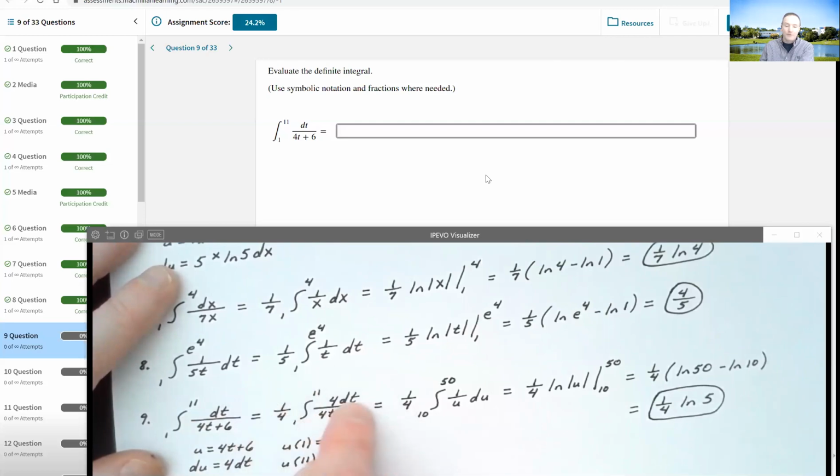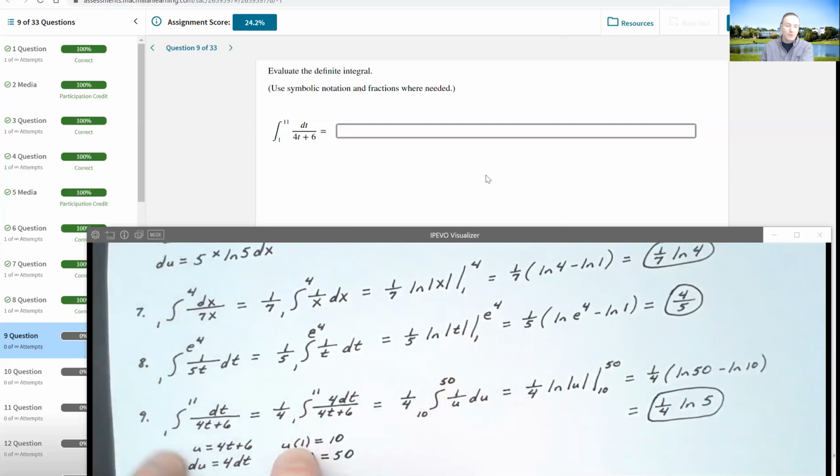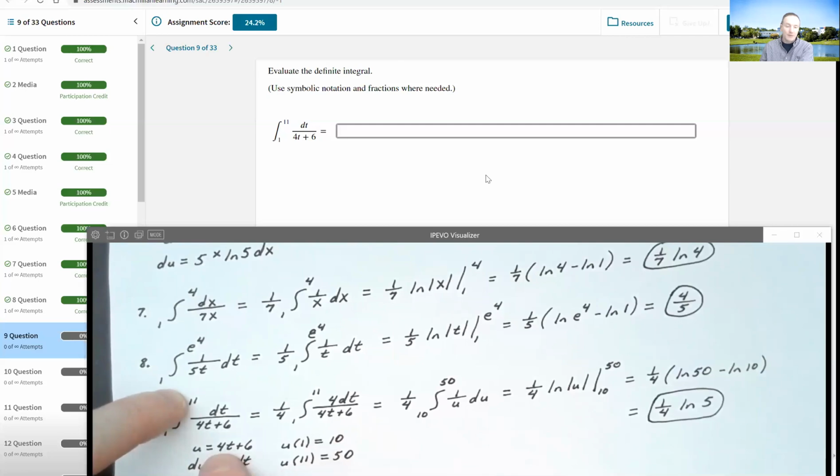Right now, all of this is still in terms of t. But to go from this step to this step, I want to put it in terms of u and use that 4 dt to become du. Then I'll have 1 over u du. In order to do that, though, you have to change your limits of integration. u evaluated at the lower limit of 1 gives me 4 times 1 plus 6. That's where the 10 came from. u evaluated at the upper limit gives me 4 times 11, 44, plus 6 is 50. So now I'm integrating from 10 to 50 of 1 over u du.